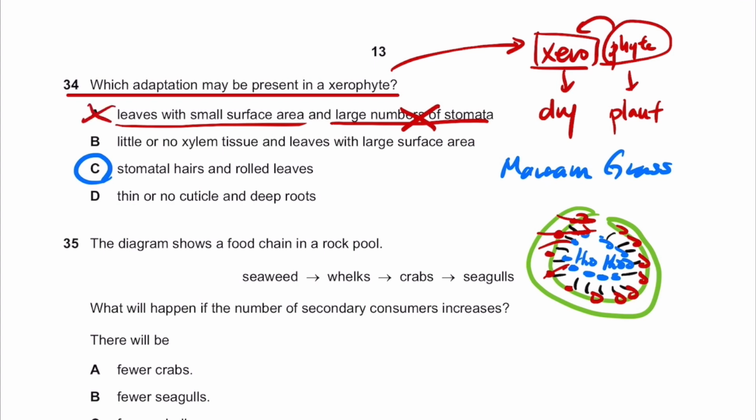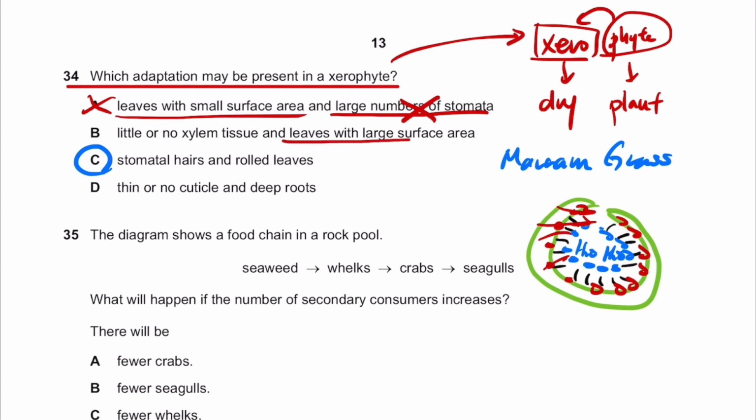B, little or no xylem tissue and leaves with large surface area. If the leaves have large surface area, then there are more spaces, more surface for the water molecules to escape from the leaves. So no.